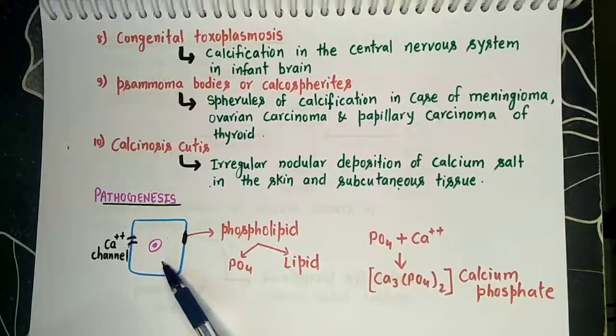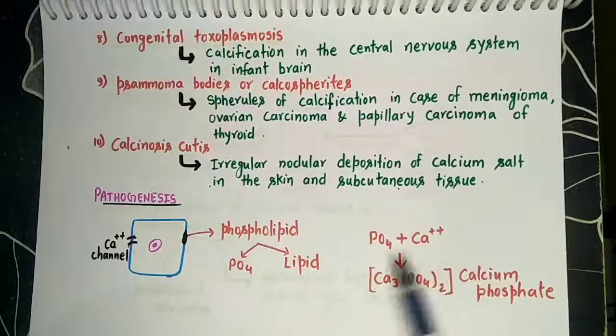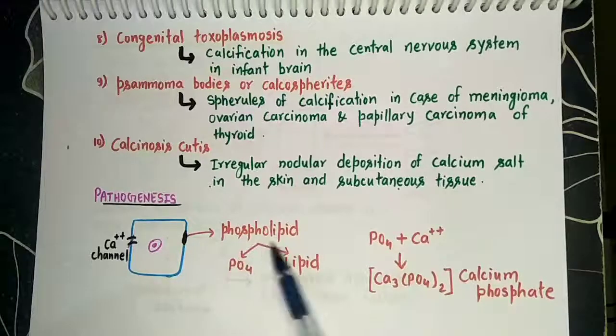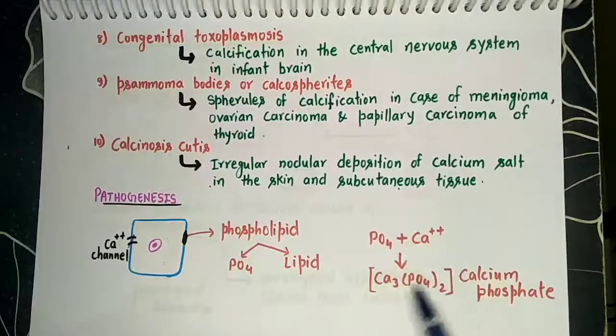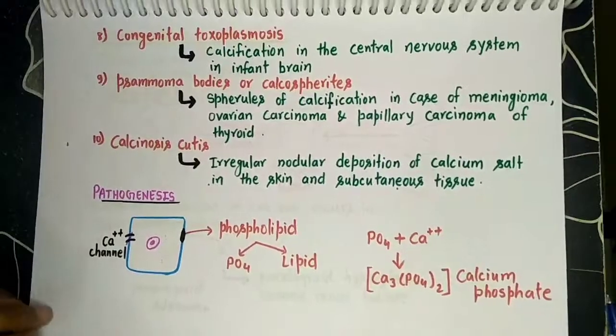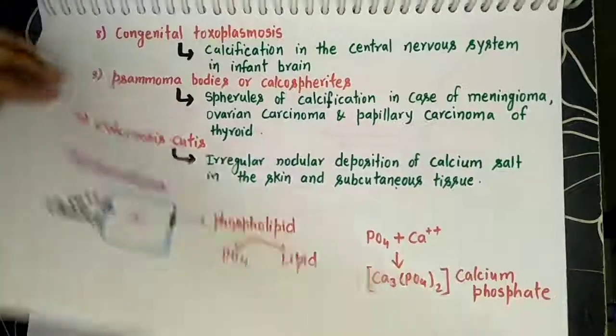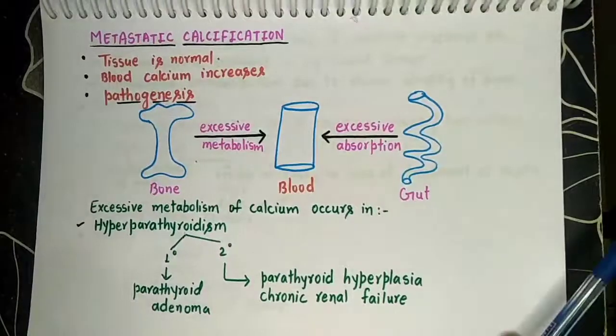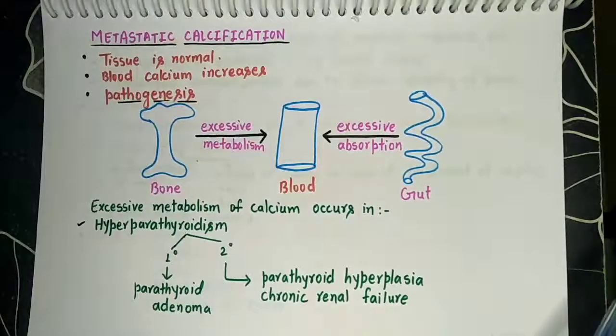And thus this calcium accumulated inside the cell and the phosphate formed from phospholipid combine and form calcium phosphate, and thus dystrophic calcification occurs. Now come to the next type of calcification, metastatic calcification.